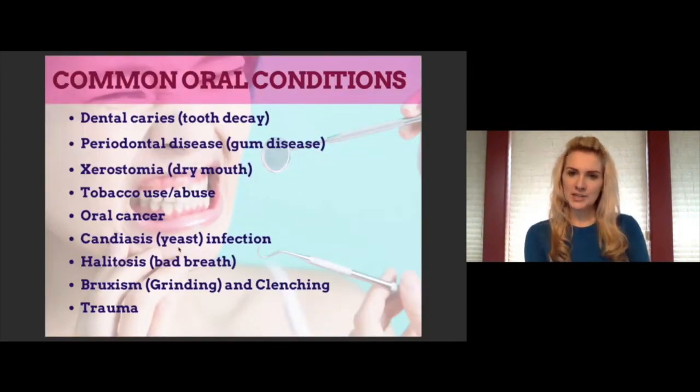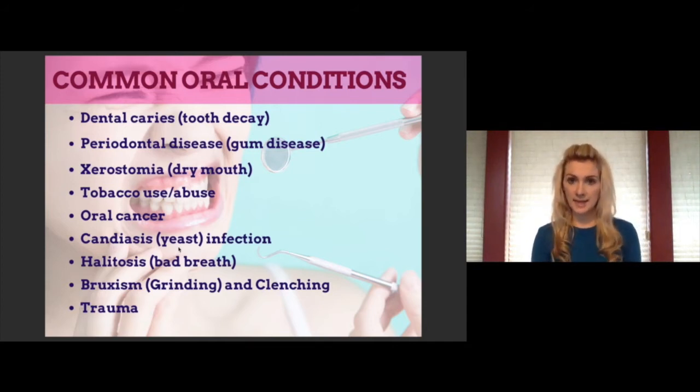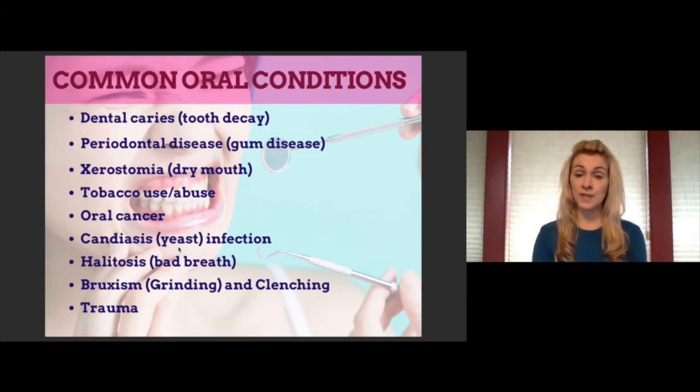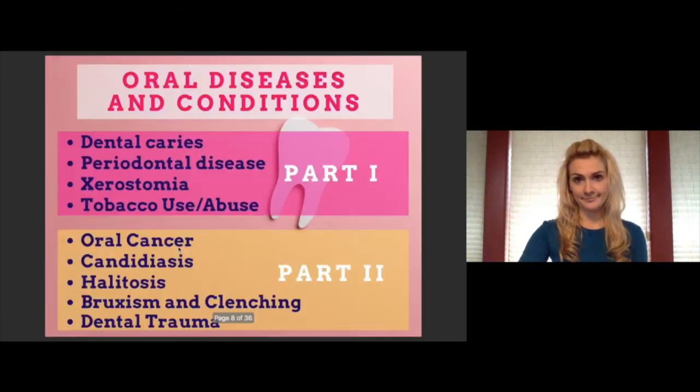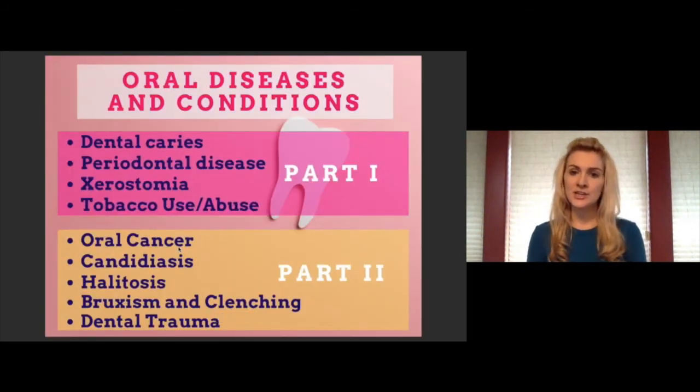So common oral conditions that we will discuss include dental caries, which we've gone over in a previous lecture, periodontal disease, xerostomia or dry mouth, tobacco use and abuse, oral cancer, candidiasis or yeast infections, halitosis or bad breath, bruxism, which is grinding and clenching, and trauma. This will be broken down into 2 separate modules. So, oral diseases and conditions, part 1. Today we are going to review dental caries, periodontal disease, xerostomia, and tobacco use and abuse.